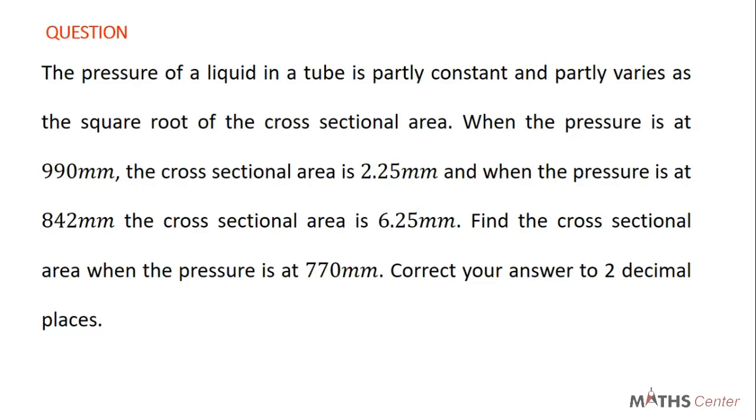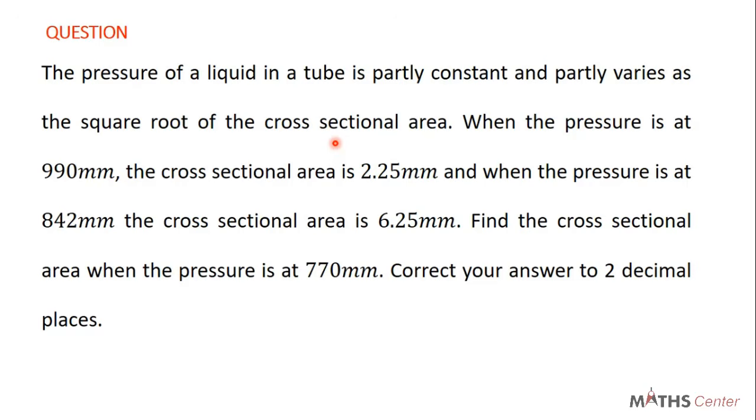So this is an example of a partial variation. The pressure depends on two things: it depends on a constant and on the square root of the cross-sectional area. We are being told that the pressure is partly constant, and partly varies as the square root of the cross-sectional area.